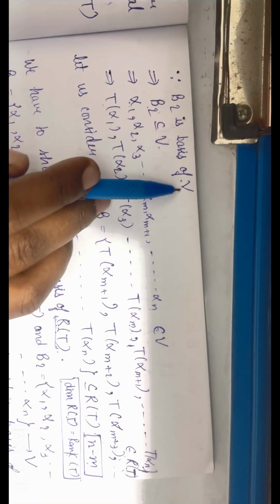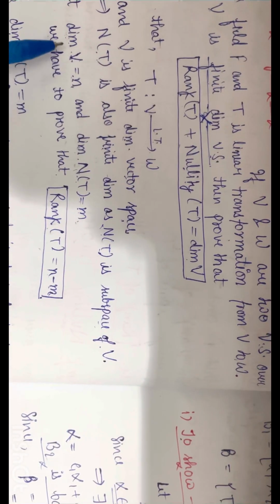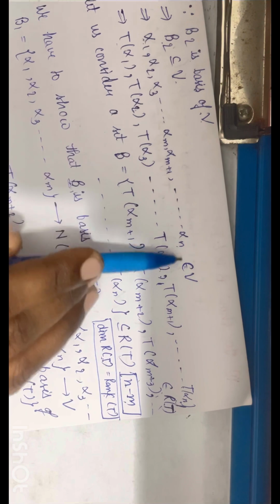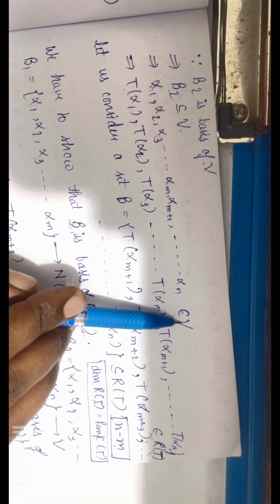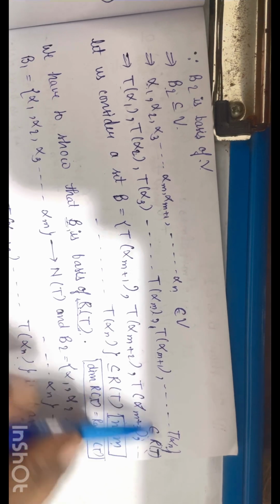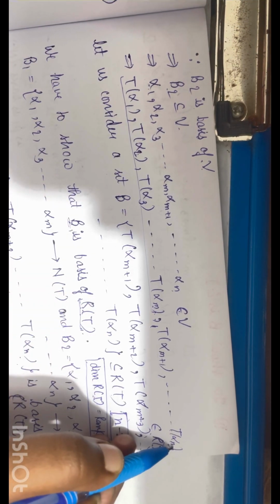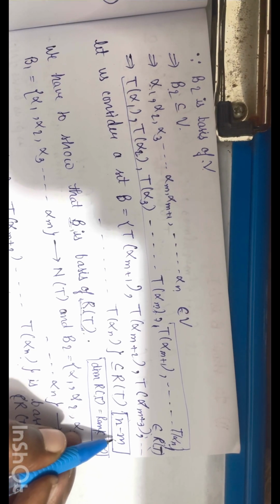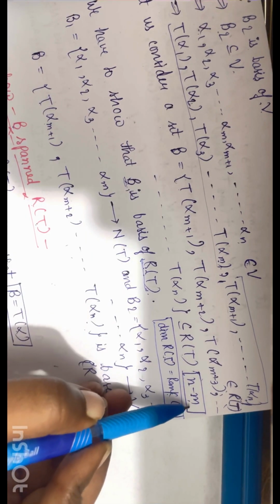Here B2 is basis of V. We let that dimension of V is n. It means number of elements in basis of V will be n elements. Here n elements will belong to V, because B2 is Li subset of this vector space. Now we have defined their mapping, so these are also n in numbers. Now these are m elements, these all are n elements, so a set remaining here will be n minus m elements. So we will consider a set B which contains n minus m elements.